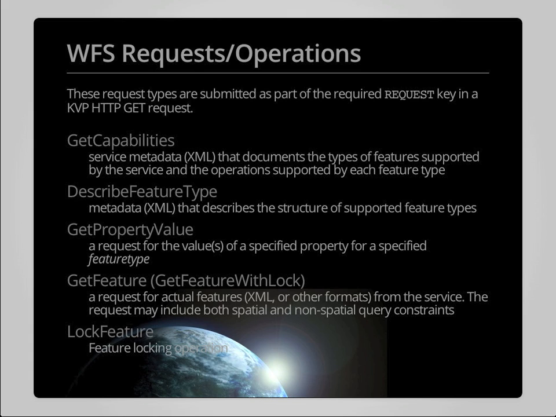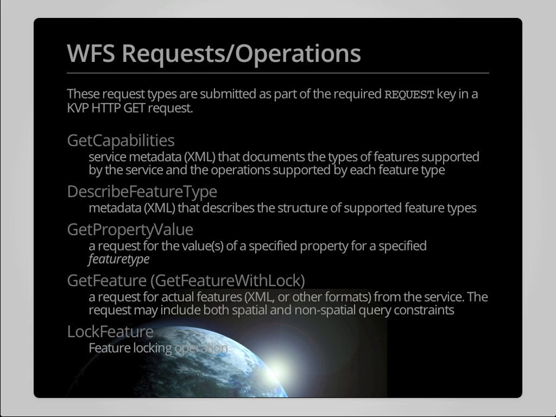So there are a number of requests and operations that are supported by web feature services. And they are submitted as a part of the request parameter key in a submission to the service. So just as we were talking about for web map services last week, the request equals GetCapabilities, GetMap, or GetFeatureInfo operators that we discussed last week have corresponding operators for a web feature service that include the following.